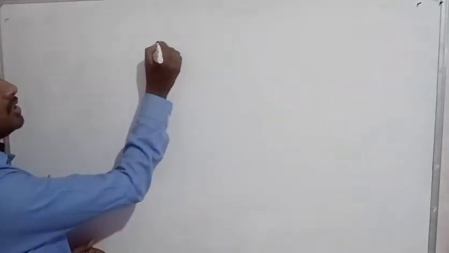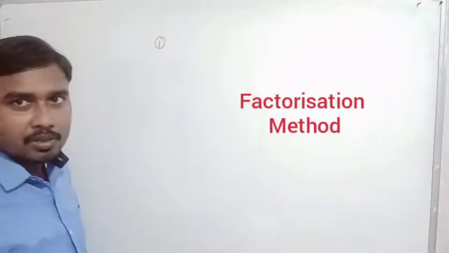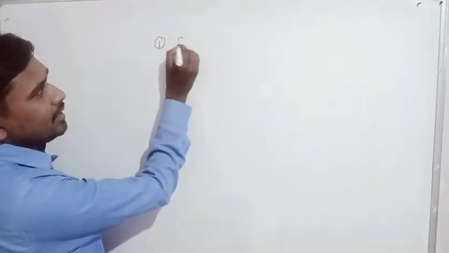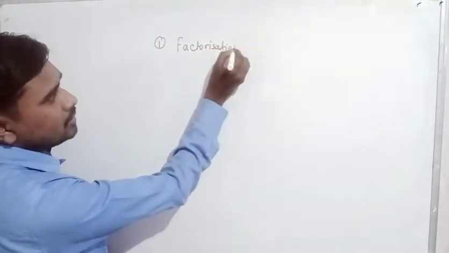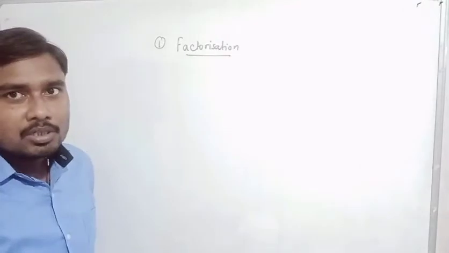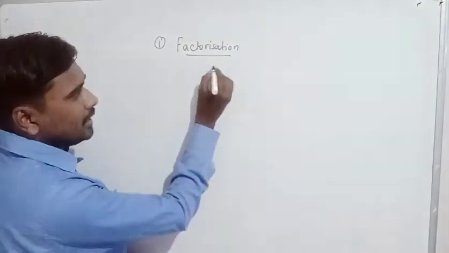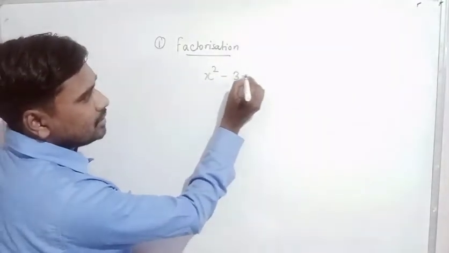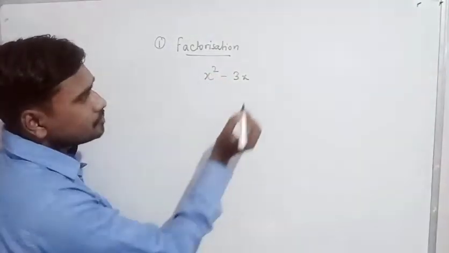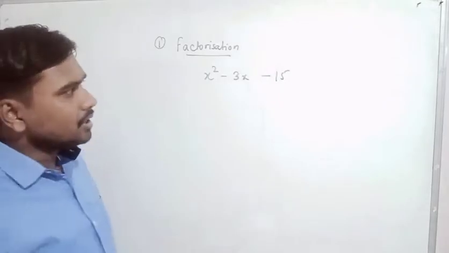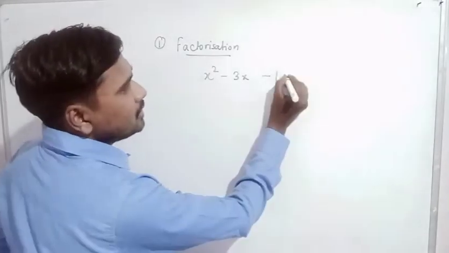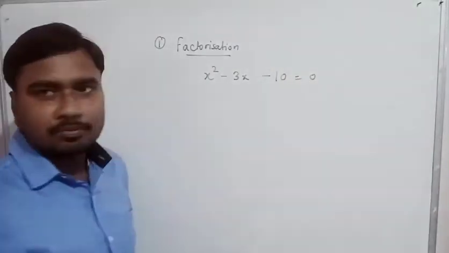The first method is the factorization method. So how will you do factorization? Suppose the question is x square minus 3x minus 10 is equal to 0.